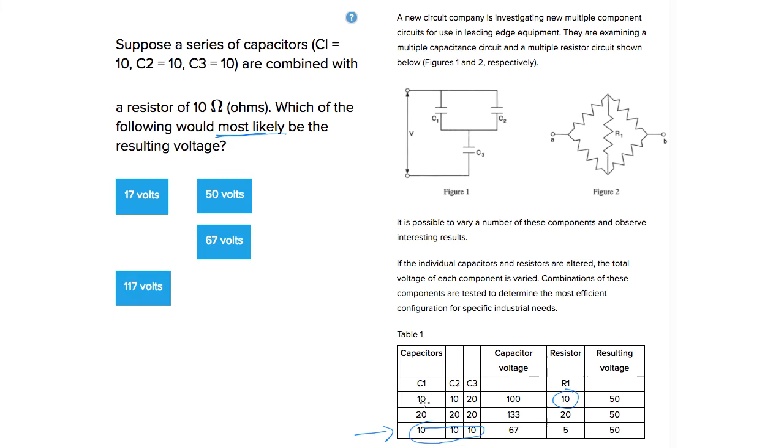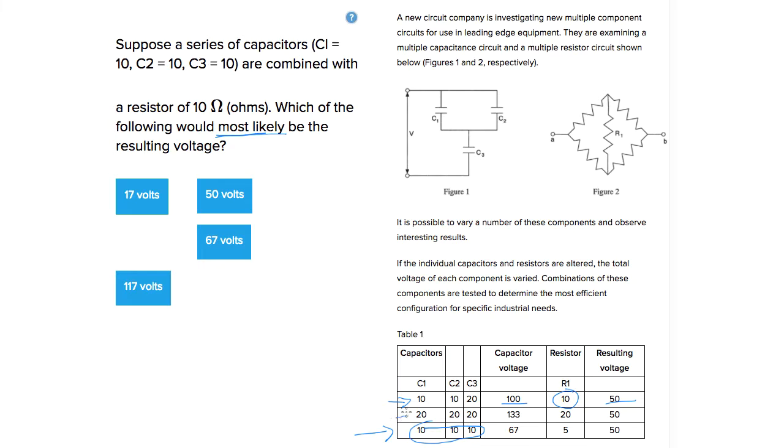Okay, so let's start with the simplest piece of information that we have here. We can see that the capacitors start this off at a particular voltage, and then the resistor makes it end in a lower voltage. So when we have 10, 10, 10 right here, that has us at 100 volts, and then we add a resistor and we end up at 50 volts. Now we end up at 50 volts in each of these.